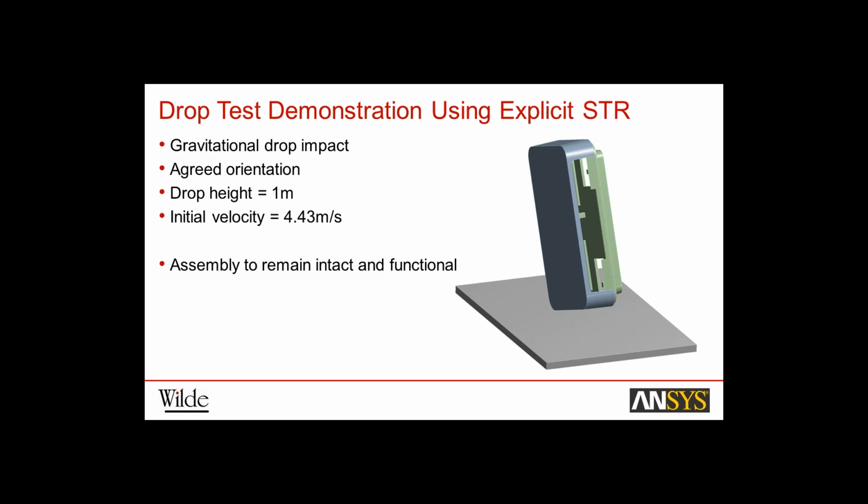Rather than dropping it from a height of 1 meter, what we've done here is calculate the potential energy at 1 meter and equate that to the kinetic energy just before impact to work out the initial velocity prior to impact. That gives us a value of 4.43 meters per second. The idea of the simulation is to ensure that the assembly remains intact and functional after it's been dropped.